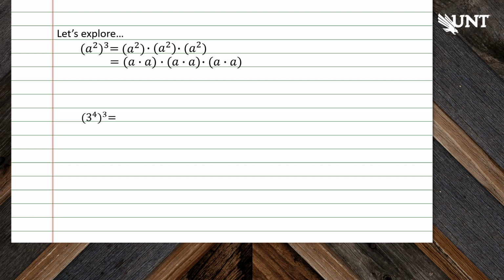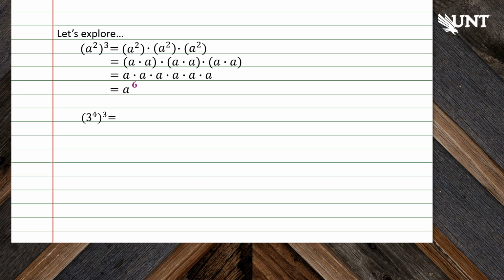And so if I remove the parentheses, what I have is a times a times a times a times a times a. And because it's the same value being repeated in terms of multiplication, we can use exponents. In this case, our base would be a, and it is repeated how many times? 6. So another way to evaluate a squared raised to the power of 3 is a to the 6th. Now let's look at another example.